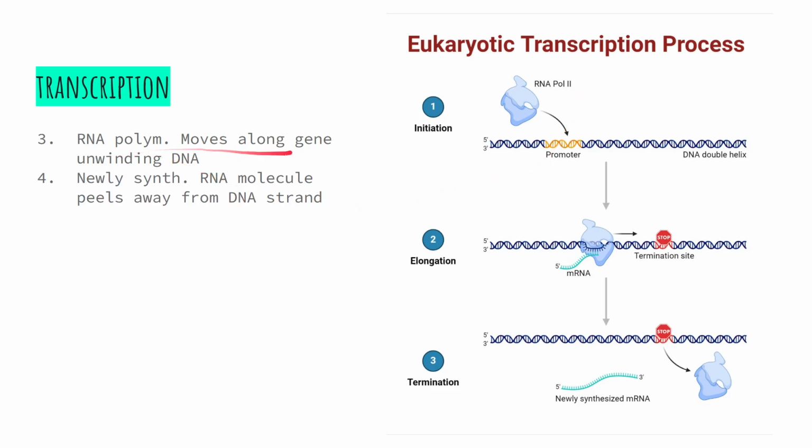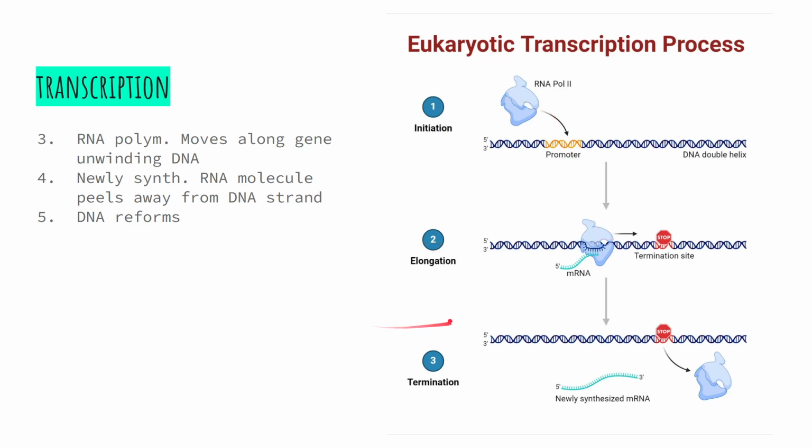So the RNA polymerase moves along the gene, unwinding the DNA from that promoter section. The newly synthesized RNA molecule is the mRNA. The DNA reforms as the RNA polymerase makes its way along until it reaches a termination site or a stop codon.